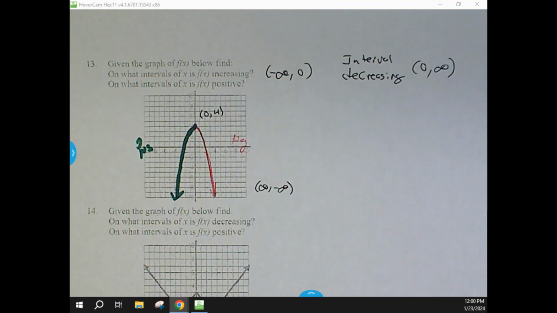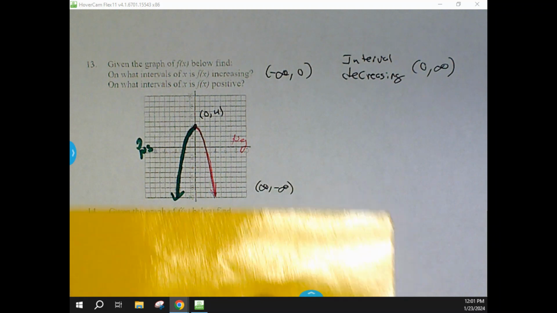Okay, so that's the first one. We're talking about increasing and decreasing on this part of it. Now, where it's positive, that's everything above the x-axis. So we're just going to cover up everything that's negative on this part of it. So they ask, where is this thing positive? Well, cover up everything below the x-axis. That part of the graph is where it's going to be positive.